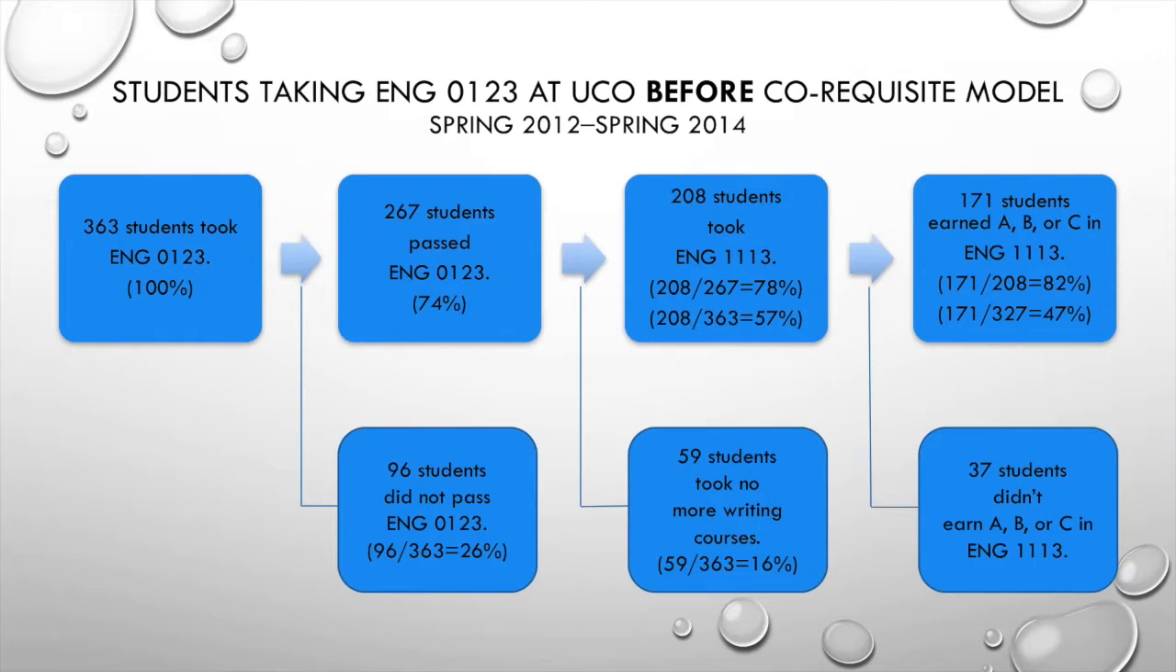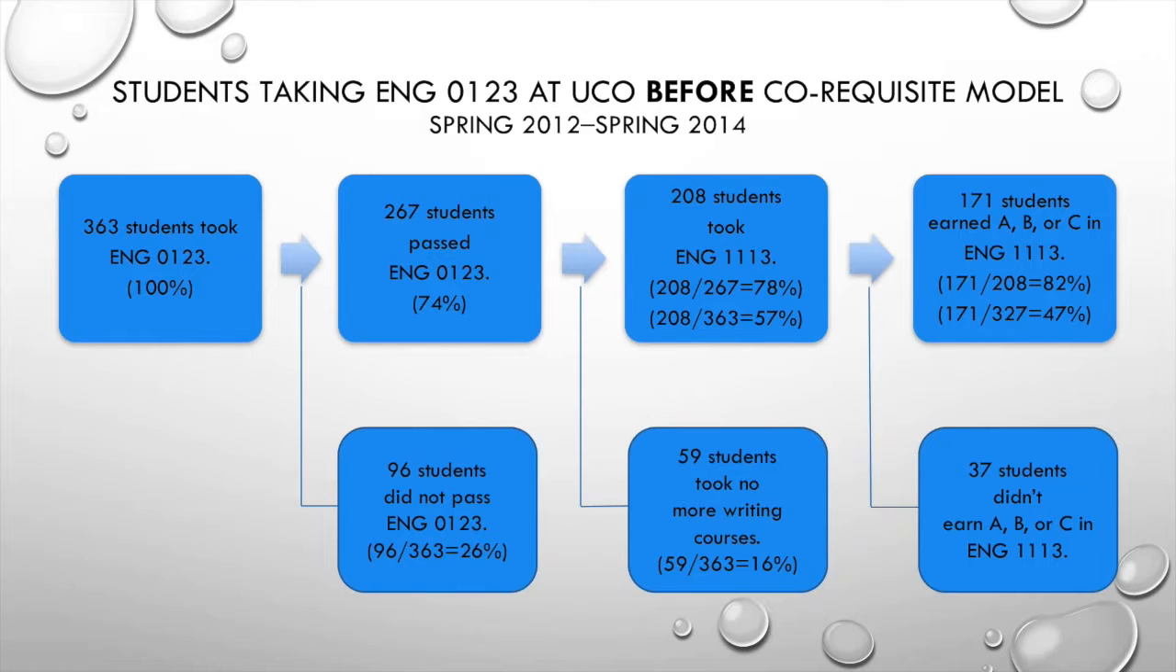Now, let's compare that success rate to the success rate of just those students who took our prerequisite version of English 0123. From the spring of 2012 to the spring of 2014, 363 students took the prerequisite version of English 0123. 267 of those students passed and 96 did not.